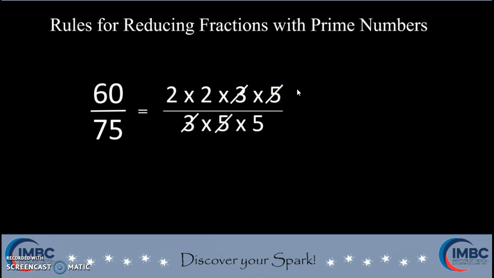I'm now ready to rewrite as a reduced fraction. 2 times 2, my new numerator, 4. I canceled out everything but the 5, so my 5 is my denominator. 60 over 75, or 60 75ths, is equal to 4/5.